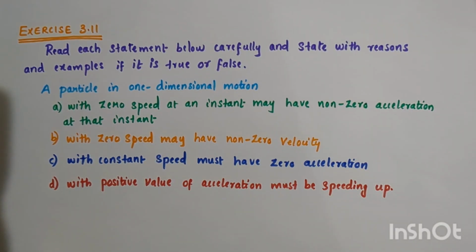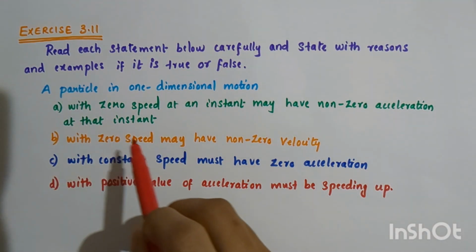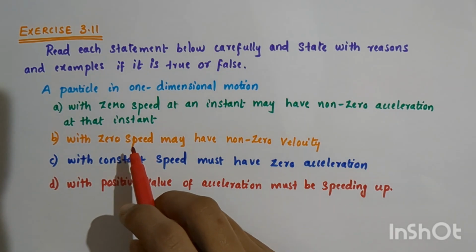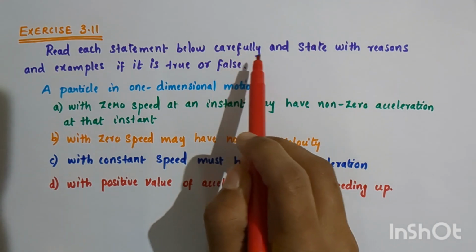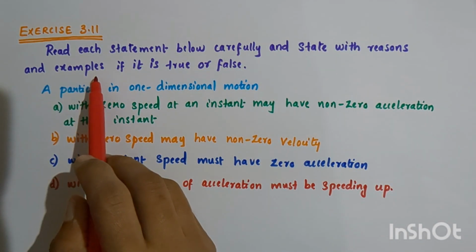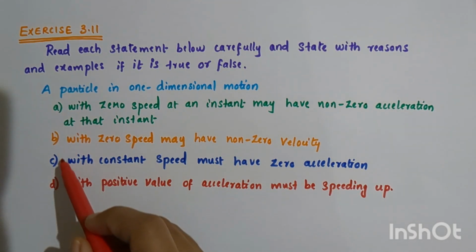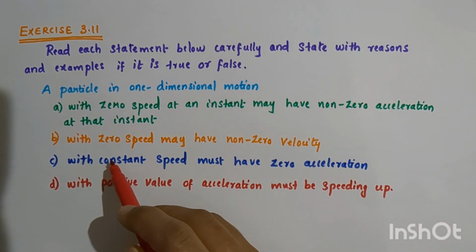Hello everyone. In this video, we are going to discuss exercise question 3.11 from the chapter Motion in a Straight Line of class 11 physics. Read each statement below carefully and state with reasons and examples if it is true or false. That is, we just want to state whether these A, B, C, D examples are true or false.